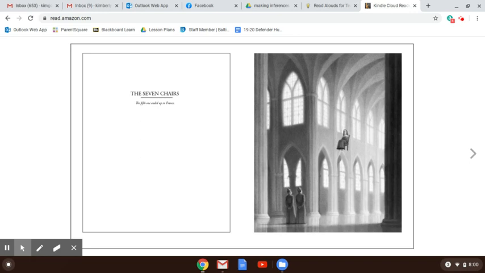The 7 chairs. The 5th one ended up in France. So I'd like to infer from this illustration that this is the 5th chair in France, and these are magic chairs, and you can find them all over the world in 7 different places, and they do magical things.